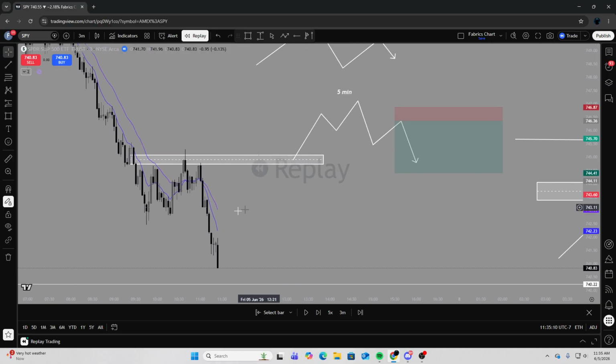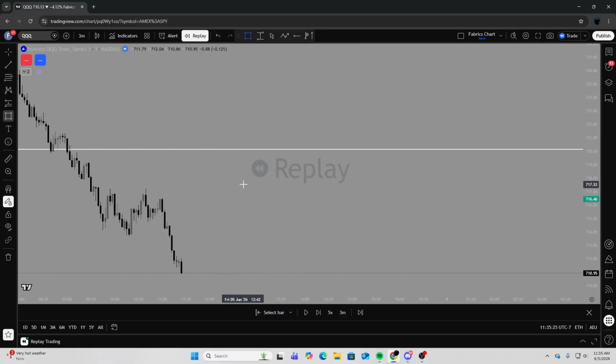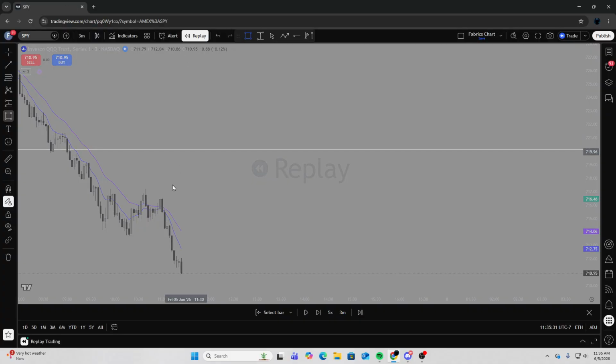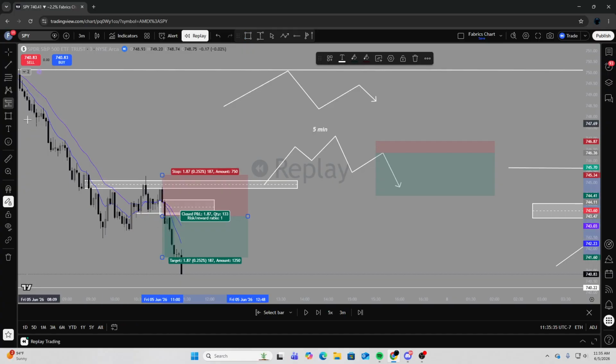What else did we do? We broke here, created a fair value gap up here. Yeah, we just started breaking. We just started seeing moves to the downside. What could we do here? Shorts to what? The next draw on liquidity.